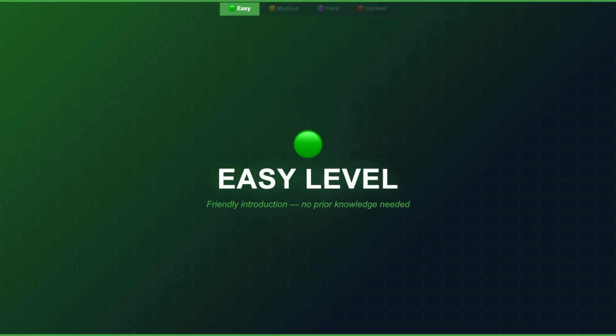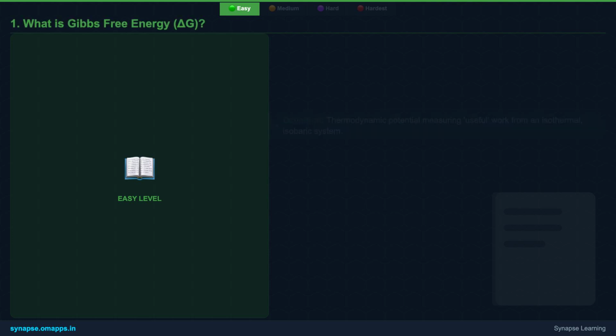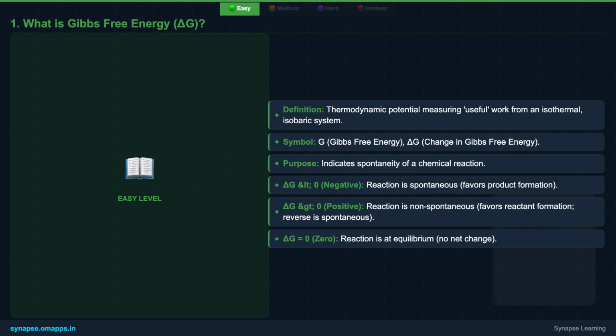Ready to discover the driving force behind chemical reactions? Let's explore how Gibbs energy helps us understand if a reaction will proceed and where it will eventually settle. Our first concept is Gibbs free energy, symbolized by G. It's a fundamental thermodynamic property that tells us the maximum useful work a system can perform at constant temperature and pressure. More importantly, the change in Gibbs free energy, or delta G, is our key indicator for a reaction's spontaneity.